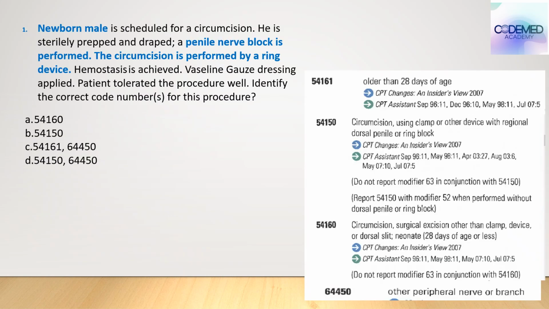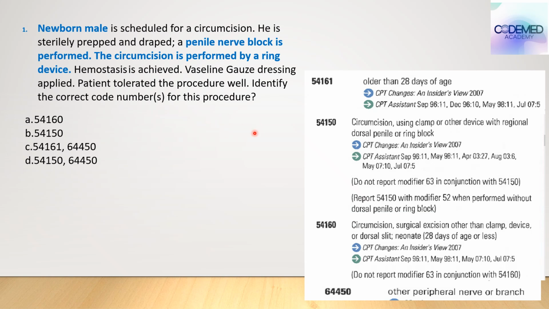Now let us take some questions that will strengthen your guideline. A newborn male is scheduled for circumcision. He is sterile, prepped and draped, and a penile nerve block is performed. A circumcision is performed by the ring device. Hemostasis is achieved. Vaseline gauze dressing applied. Patient tolerated the procedure well. Identify the correct code for this procedure.